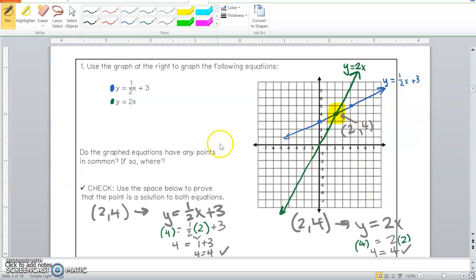And as we can see, just as yesterday where we took that ordered pair and substituted it into the equation, the first one was true. The second equation was also true. Thus, this point lies on both of these lines, which means they intersect. The point at the intersection is the solution to the system of equations.